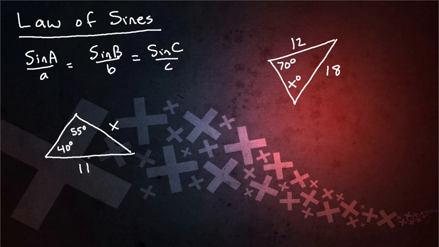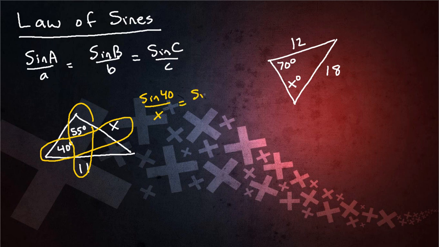So here's an example. I see that I have a 55-degree angle across from 11. So go ahead and circle that because I'm going to use that. And I'll circle this because I'm going to use this. Those are across from each other, and that shows me what my ratios are going to be. So this will be the sine of 40 degrees divided by x equals the sine of 55 degrees divided by 11. And I can go ahead and put these in my calculator at any point in time.